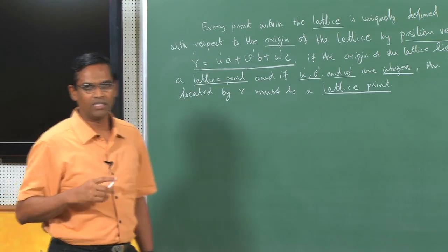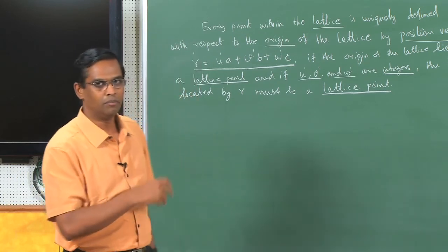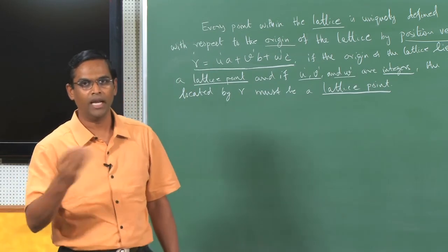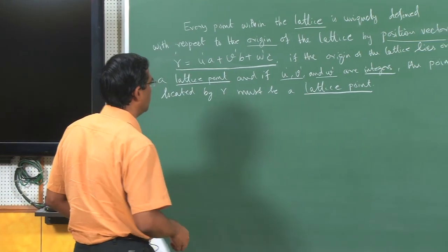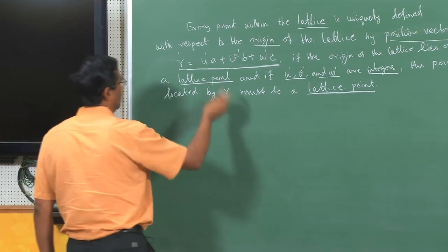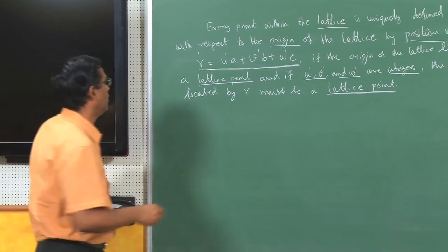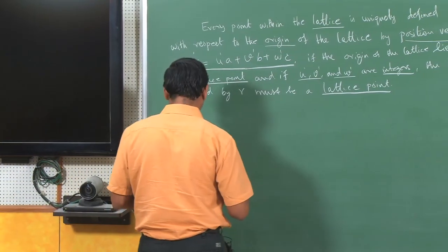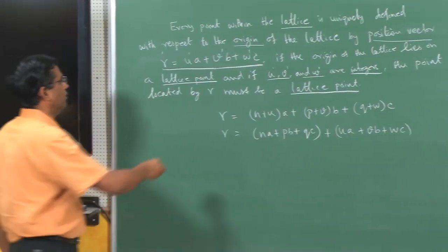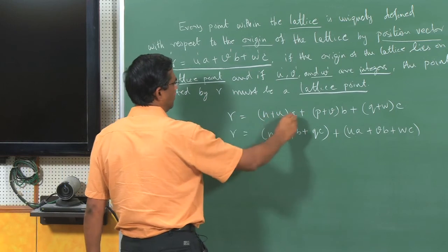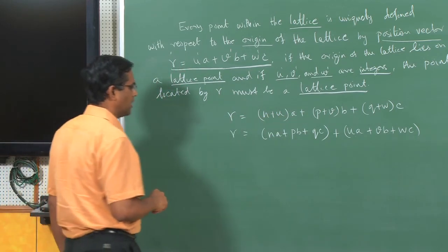If you understand this, you will realize that you can simply identify the position vector in any lattice form, in any of the lattices. You can also rewrite this equation in multiples of u, v and w like this. You can write this equation with the multiples of integers. The position vector can be written like this.